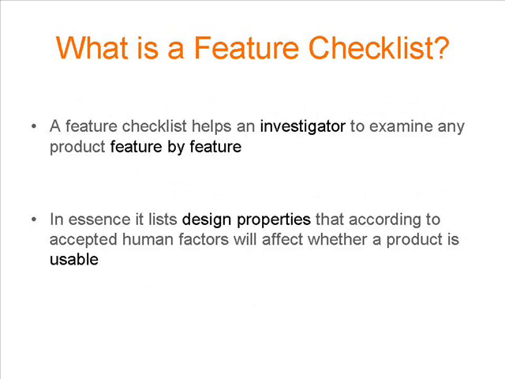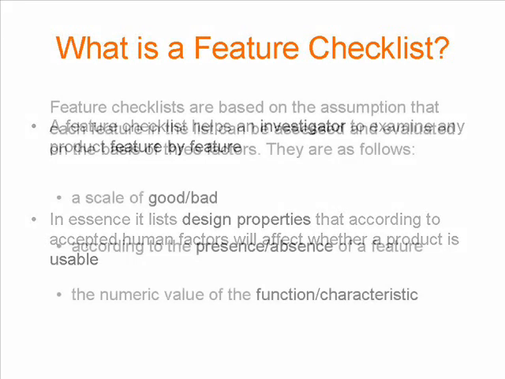What is a feature checklist? A feature checklist helps an investigator to examine any product, from mobile phones to bicycles, feature by feature. It is a simple, direct and easy to use method that can be used by anyone, anytime, anywhere. In essence, it lists design properties that, according to accepted human factors, such as psychological and physical, affect whether a product is usable.